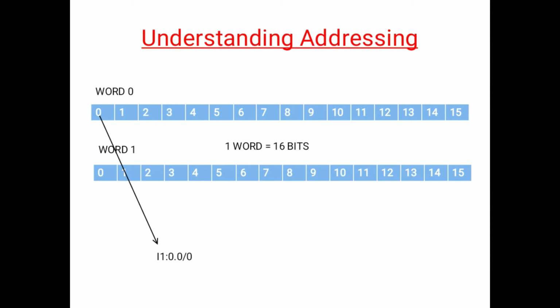So this input is in word number 0. Here it will store its value. Second, this is word number 0 bit number 1, I1 colon slot number 0 dot word number 0 slash bit number 1. So this is the second input. Similarly it will go up to 15, I1 colon 0 dot 0 slash 15. So this is the 16th input. So in word number 1, file type is I, file name is 1, slot number is 0 dot word number is 1 now slash 0, and it will go up to I1 colon slot number 0 dot word number 1 slash 15. I hope you understood this addressing of digital input in compact PLC.